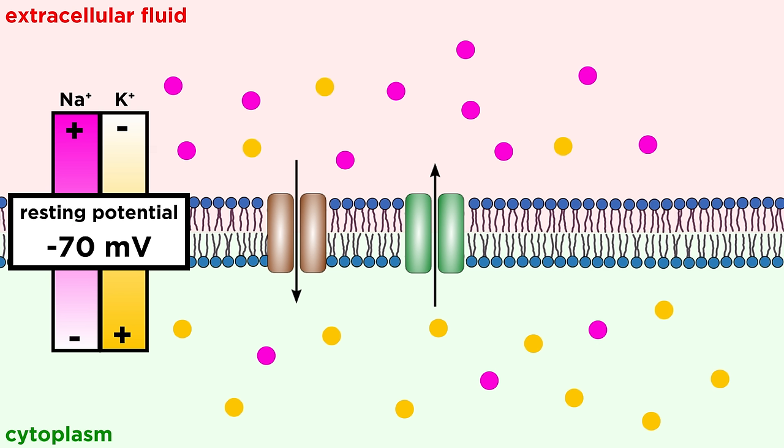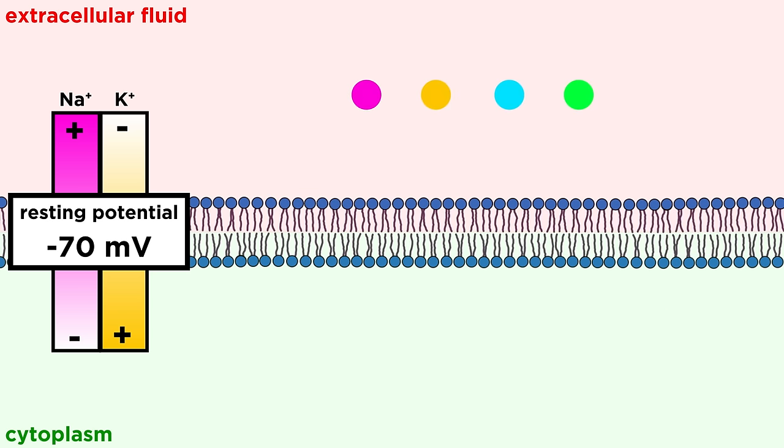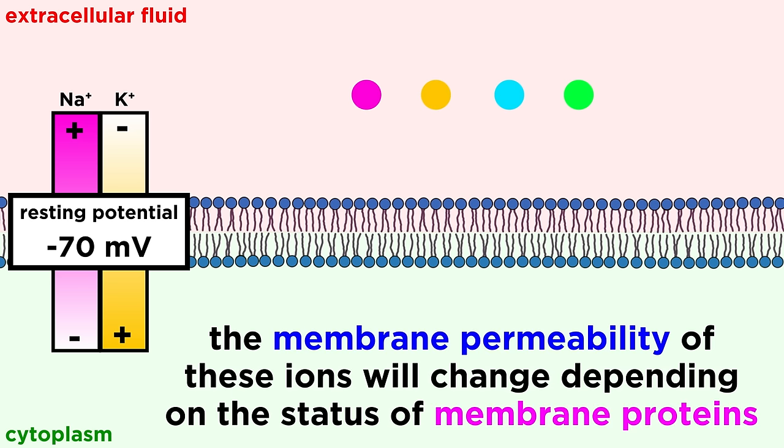This resting potential is measured as being about negative 70 millivolts, and in this state, the neuron is said to be polarized. Now, the electric potential can deviate from this resting potential due to the fact that the membrane permeability of sodium, potassium, calcium, and chloride ions, or their ability to pass through the membrane, can change depending on the status of certain membrane proteins.